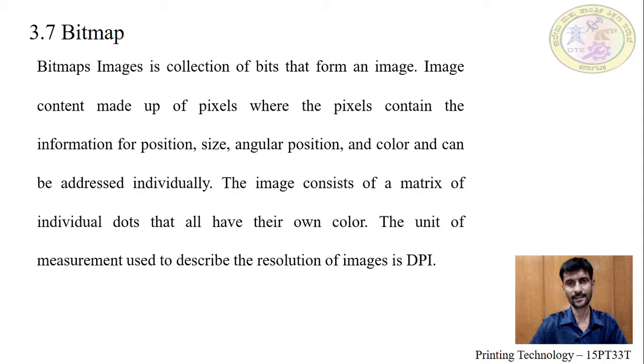The image consists of a matrix of individual dots that all have their own color. The unit of measurement used to describe the resolution of an image is DPI in machines. In images, it is measured in PPI, pixels per inch.